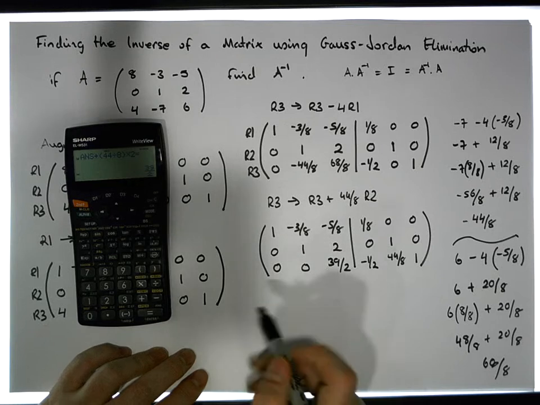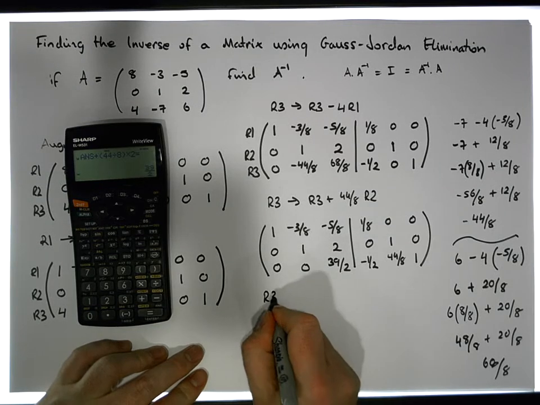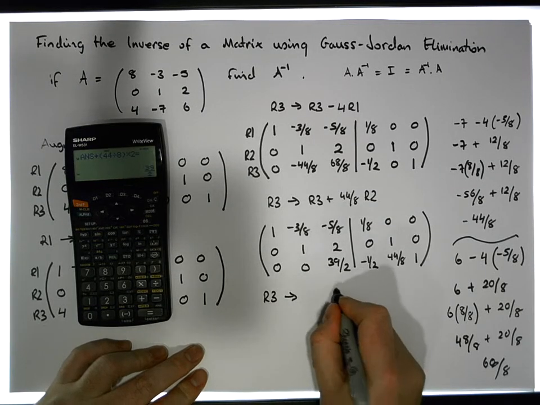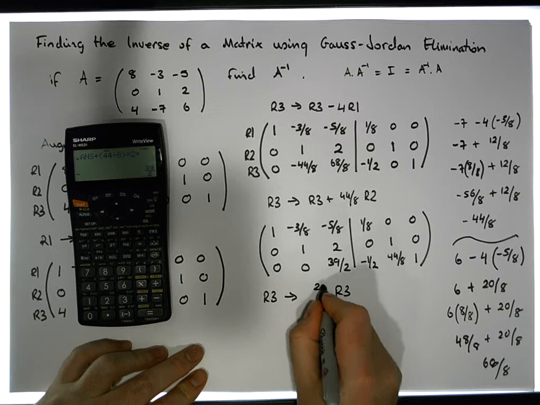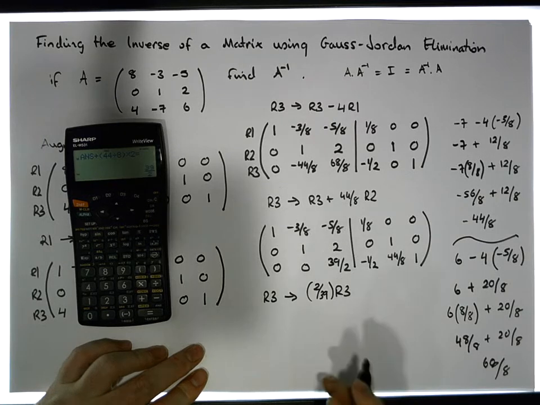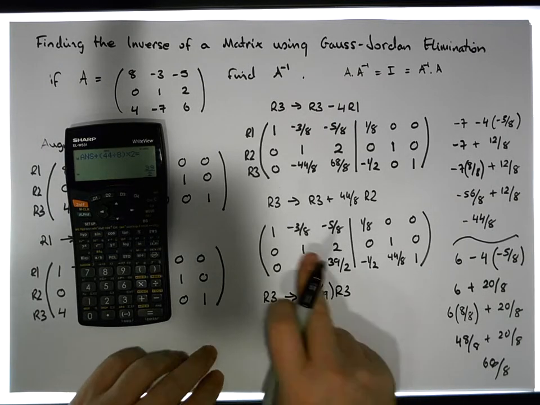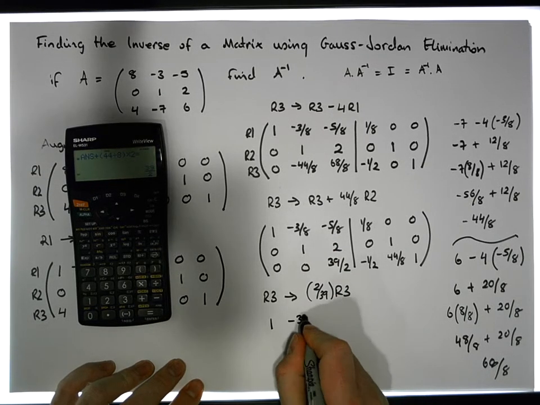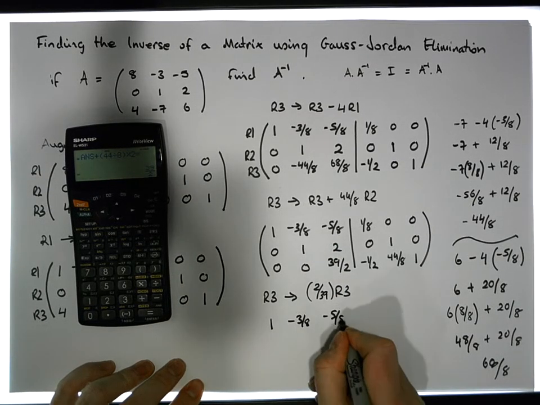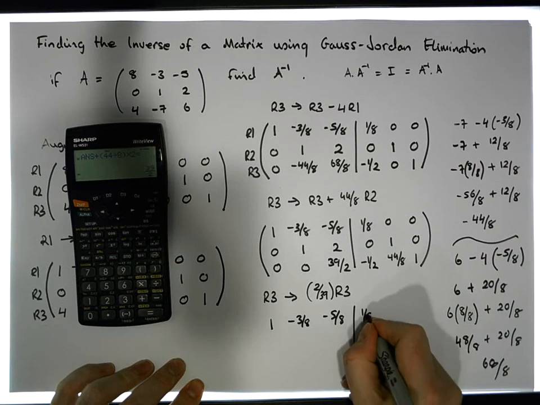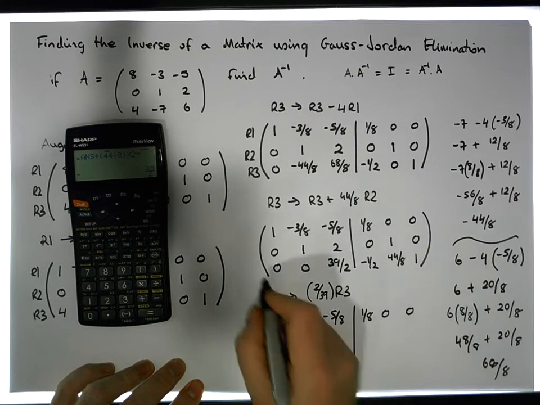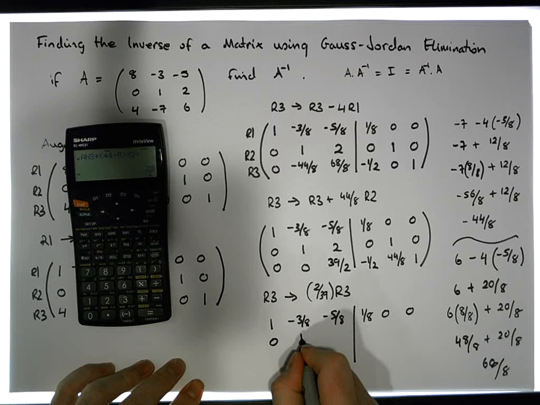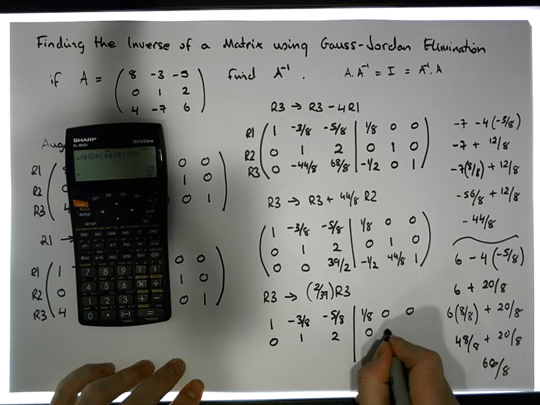So actually what I'm going to say is that row 3 is going to become row 3's current value multiplied by 2 39ths. So let's see what happens here. Don't forget, row 1 and row 2 remain the same. So it's 1, minus 3/8, minus 5/8, an eighth, a 0, a 0. Row 2 remains the same: 0, 1, 2, 0, 1, 0.